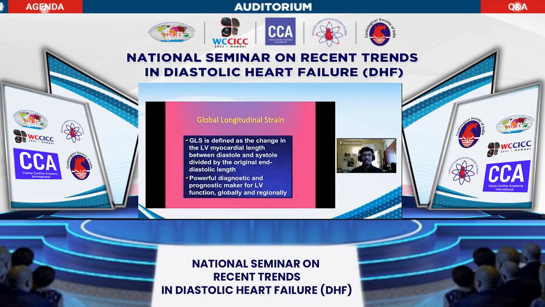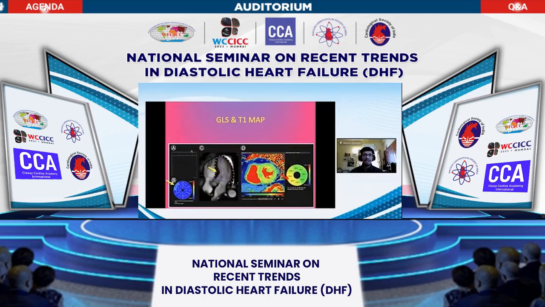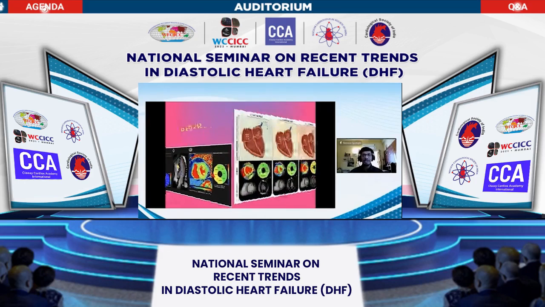Now, just like in echo, the GLS, which is defined as a change in the LV myocardial length between diastole and systole, is a very powerful diagnostic marker for the LV function and relaxation. And we can also get GLS on the MR with special software. You can see the septum has an abnormally high GLS. Normally, the lower the GLS is, the better it is, but here it is quite high. And the same region also has a high T1, showing you that the GLS and T1 have a very close relationship.